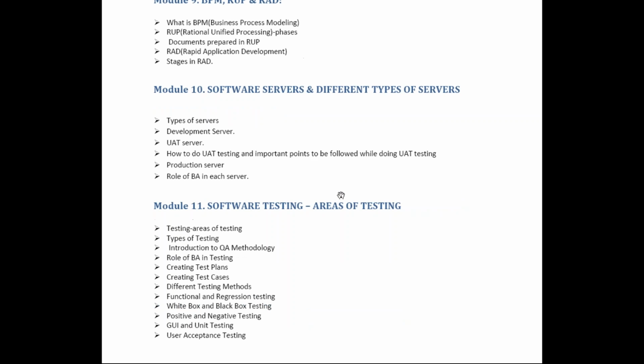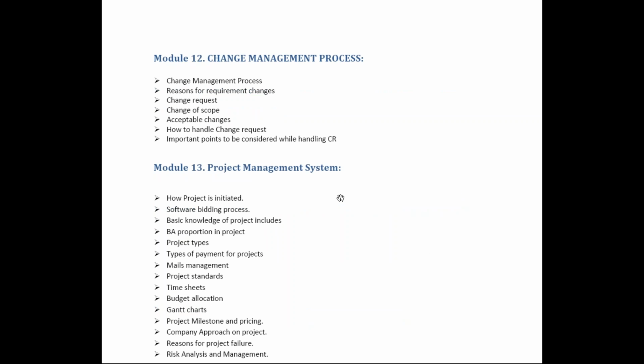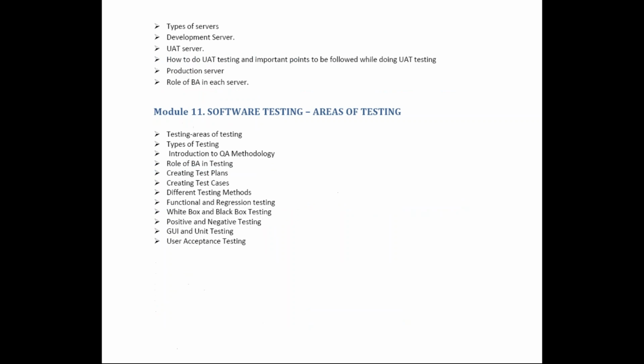In module 11, we are going to see software testing and areas of testing. Here we are going to learn about everything in testing: areas of testing, types of testing, introduction to QA methodology, role of a BA in testing, creating test plans, test cases, and different types: functional and regression testing, white box and black box testing, positive and negative testing, GUI and unit testing, and user acceptance testing.